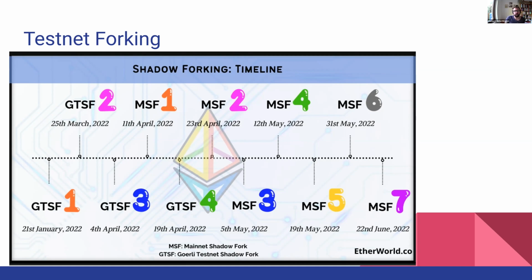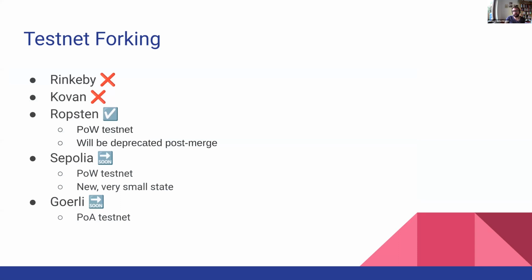So we have a really nice graphic here from Etherworld, and it has the 4 Goerli shadow forks and 7 mainnet shadow forks on it, and the timeline. And yeah, mainnet shadow fork 7 is happening today at the day of the recording, so 21st or 22nd of June, or might be tomorrow. We don't really know yet. But yeah, so that's still going on in parallel to the normal testnet forking.